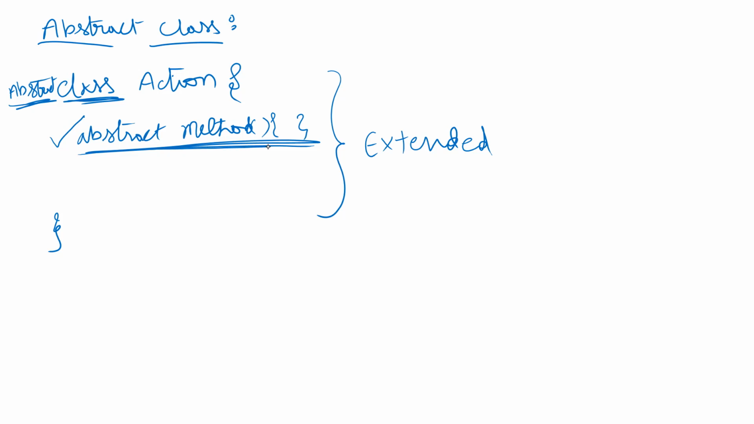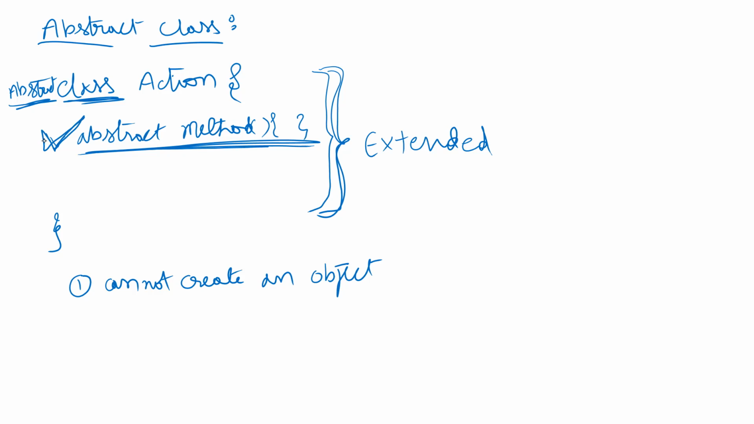A few things we have to remember is we cannot create an object for an abstract class. The reason is abstract classes are incomplete classes, because they contain abstract methods which are not implemented. If Java allowed creating an object for these abstract classes, and somebody tried to access these incomplete methods, it would throw an error. That's why Java doesn't allow creating objects for an abstract class.